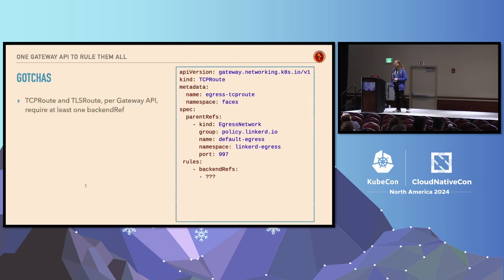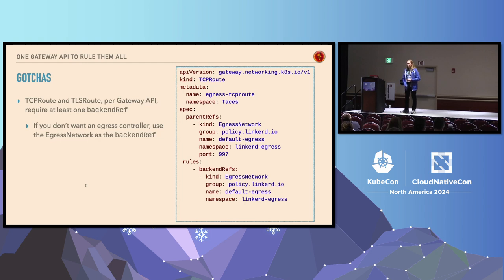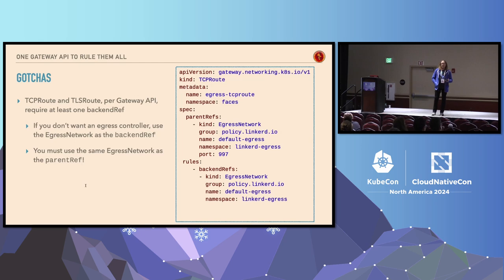Also, TCP route and TLS route are required by Gateway API to have at least one backend ref, because for ingress and for service mesh, we can make some reasonable assumptions about defaults. That just doesn't hold for TCP route and TLS route. So in Linkerd, you can use the egress network as the parent ref. Or sorry, as the backend ref. And you will likely want to do that for an egress route. If you do, it has to be the same egress network that's the parent ref. Just FYI.